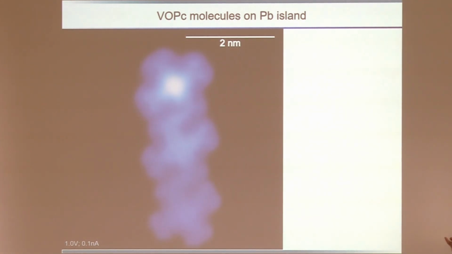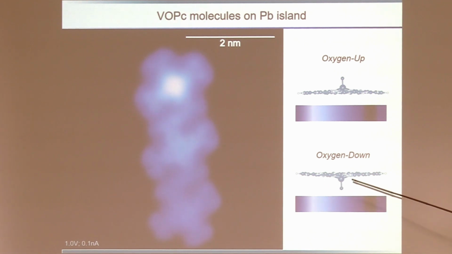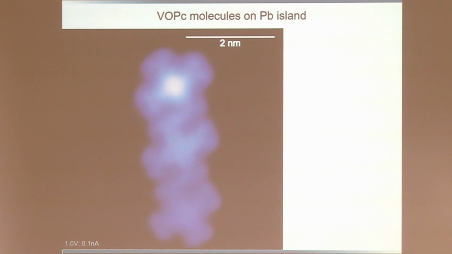And we figured out, basically by statistics and looking at DFT calculations, there are 2 possibilities, right? The molecule is symmetric. It can either bind with the oxygen to the lead surface, or it can just lie there with the ligand and bind with the ligand. And interestingly, the absorption energies for both scenarios are about the same. And also in the STM experiment, we find about equal numbers of each.